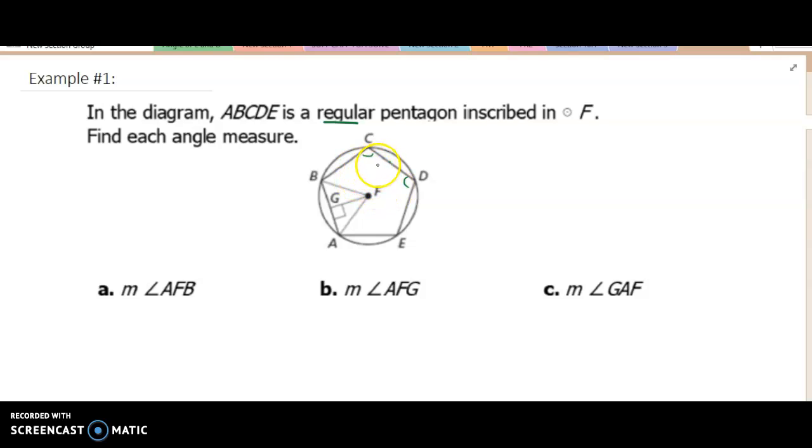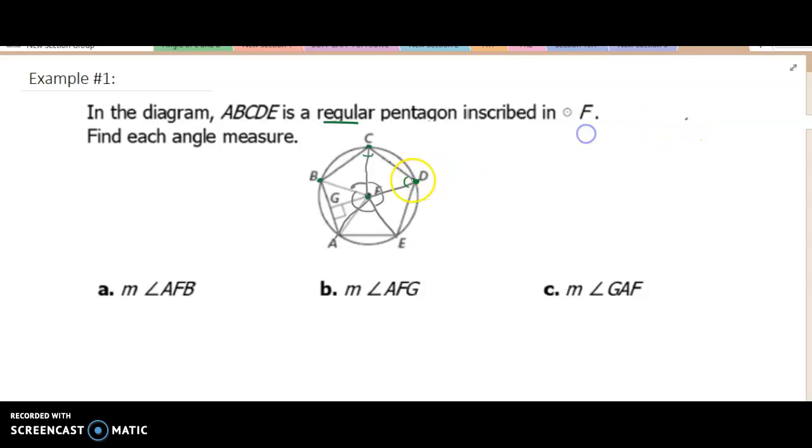So this is an inscribed pentagon in a circumscribed circle, which means all these vertices are on the circle. So F would be the center. We want to find the measure of each angle. I'm going to draw all of these central angles here. So this would be a central angle, this would be, this would be, all the way around. And because this is a regular polygon, all the central angles are the same.